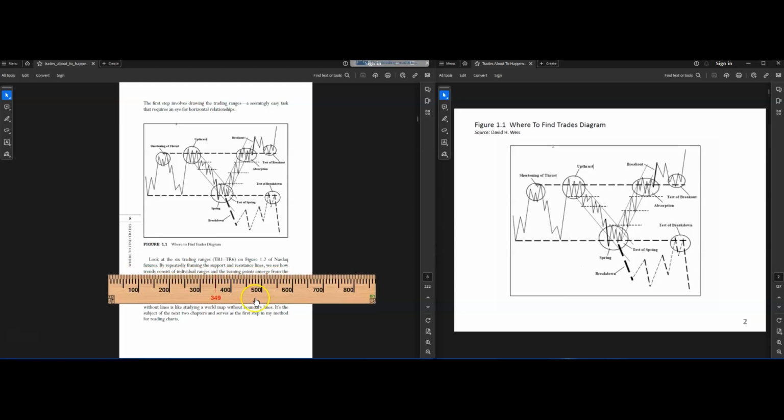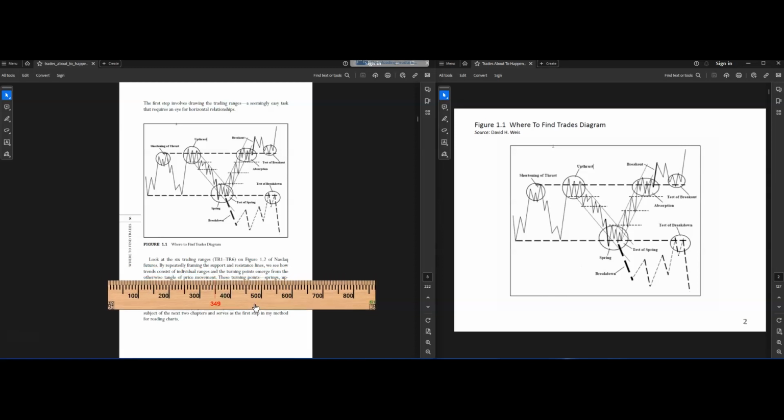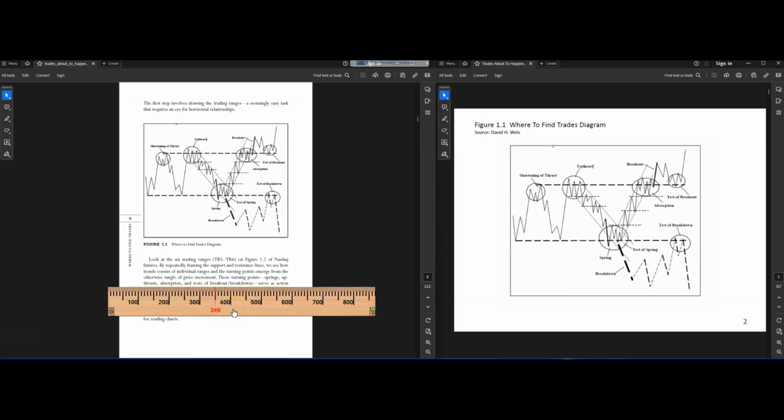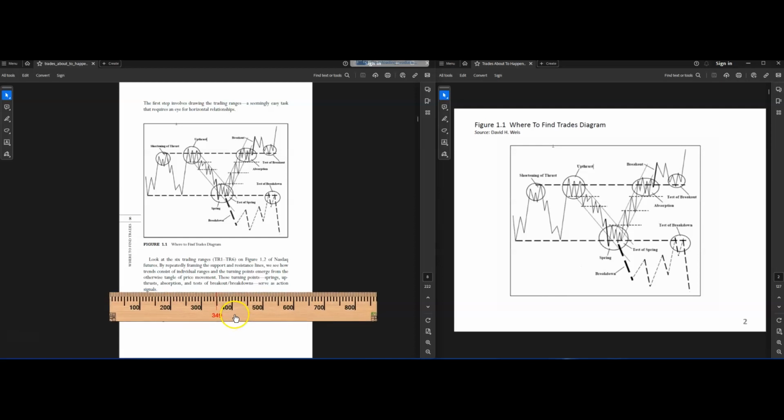By repeatedly framing the support resistance line, we see how trends consist of individual ranges and the turning points emerge from otherwise tangle of price movement. These turning points, springs, upthrusts, absorptions, and the test of breakout and breakdowns, serve as action signals. All right, so what he's saying is draw the lines, and when you draw the lines, then you will see the turning point levels.